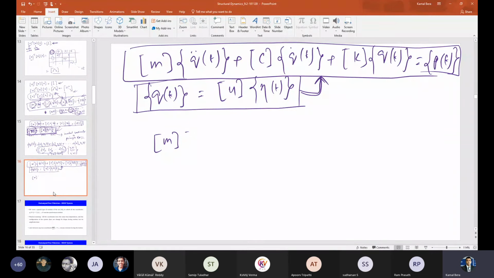So what will I get? M into... just substitute it and tell me what you are getting. U1 eta double dot t? No, how will I get U1? I am substituting Q t here. Let me write one more line. What is Q dot t? First of all, tell me, is this time dependent or time independent? U.